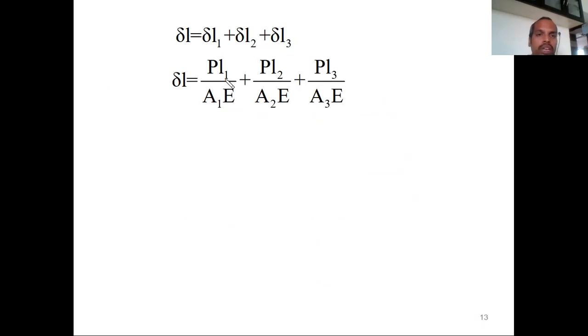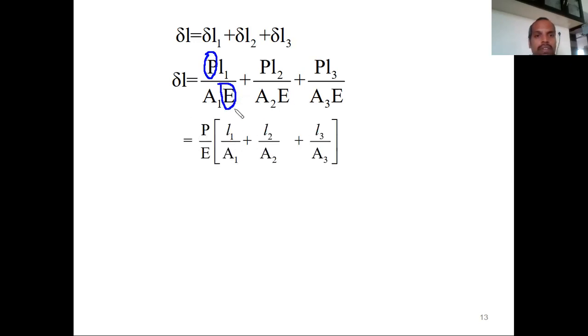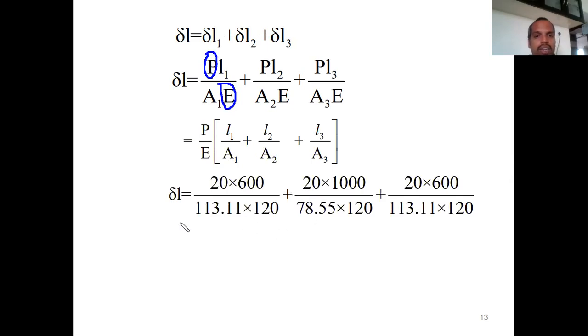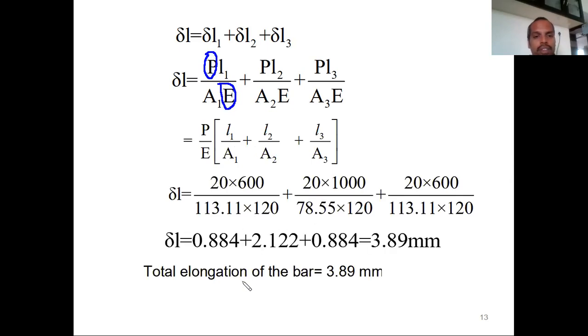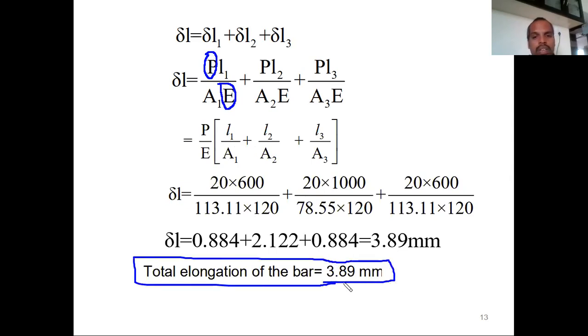So delta L is equal to PL1 by A1E, because the load is the same as well as Young's modulus. That's why you take out the common P by E and substitute L1 by A1. L1, the first one, is 0.1 meter, and substitute the area you calculated and calculate the delta L. So the total elongation is equal to 3.89 mm. Like this we have to calculate. This is how you have to solve the problem.